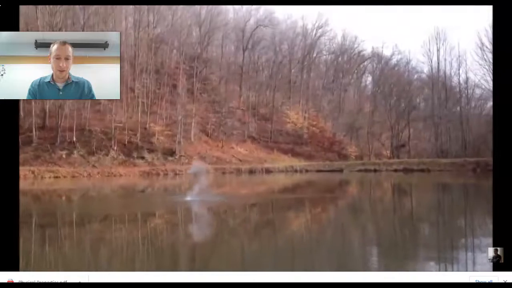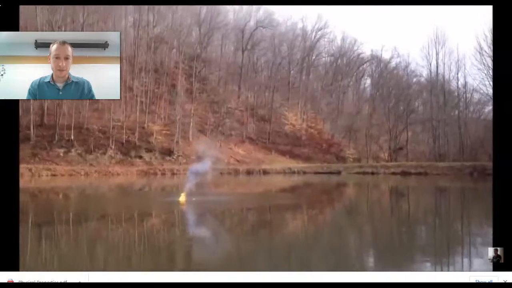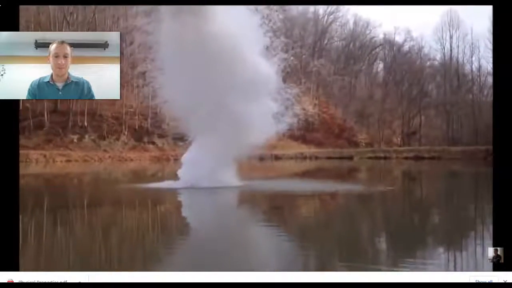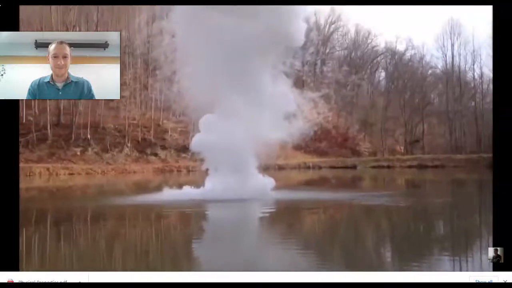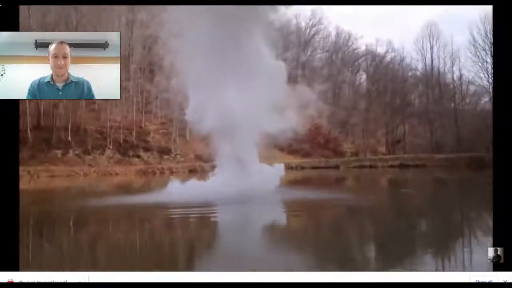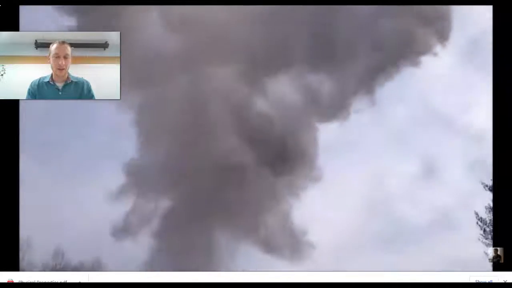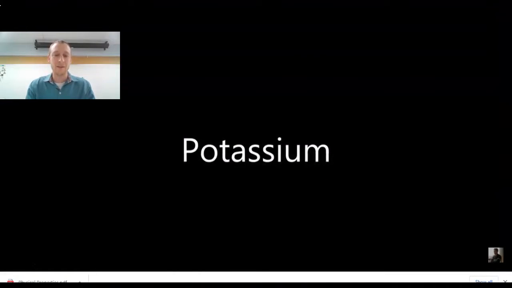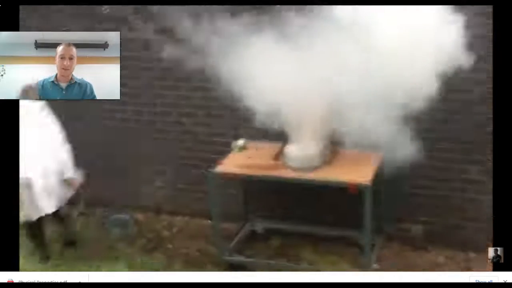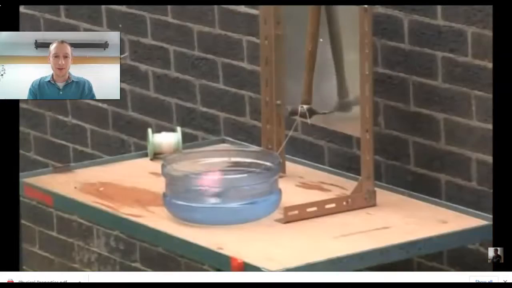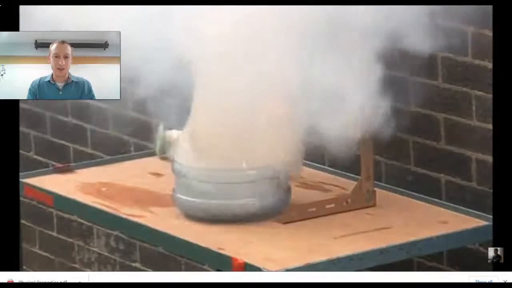I see some smoke. That's a sign of a reaction. Some fire. Oh, cool. Wow, it's a big reaction there. Oh my gosh. Potassium. Oh man, he ran away pretty quick because he knew that potassium was reactive.